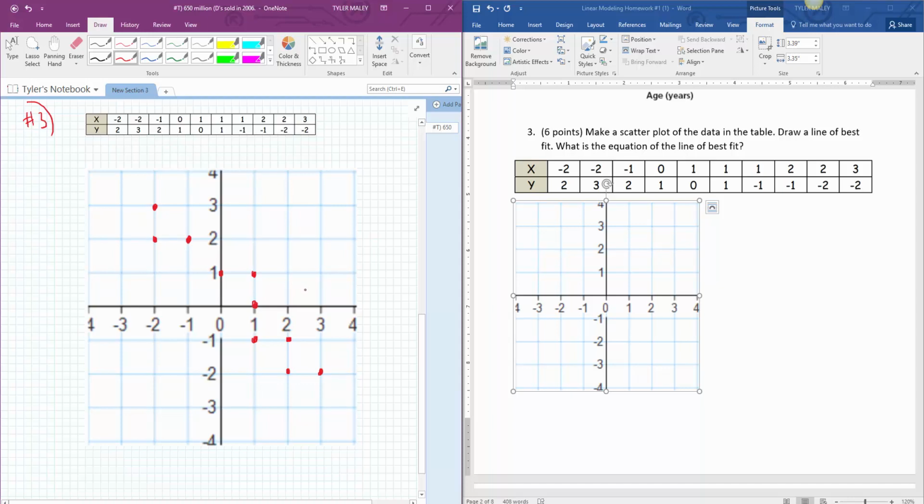And then we're asked to draw a line of best fit. So let me use the line tool, that way I make sure I get a straight line. So I might pick a line that looks something like this.